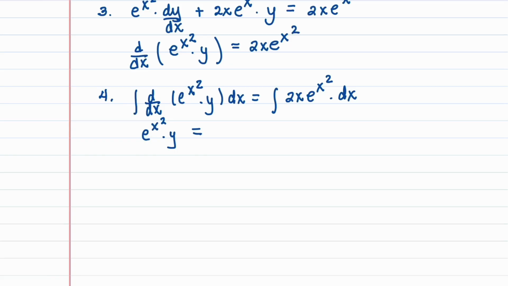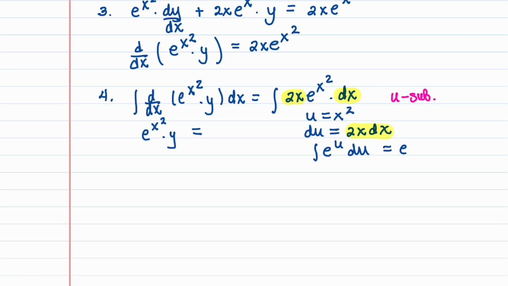To integrate the right-hand side, we are going to have to use u substitution. We're going to let u be x squared because we have the derivative of u already in our integral. du is 2x dx, so notice that we have 2x dx right in our integral. This then becomes the integral of e to the u du. That's just e to the u plus c, and then we substitute back in that u is x squared. So we have e to the x squared plus c.